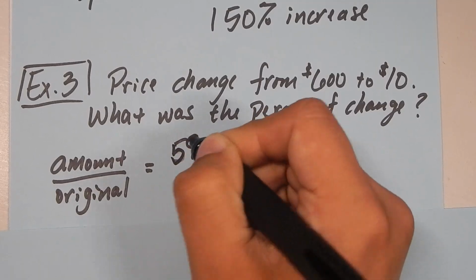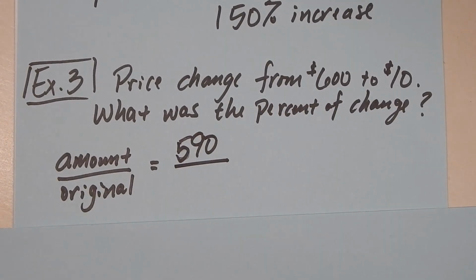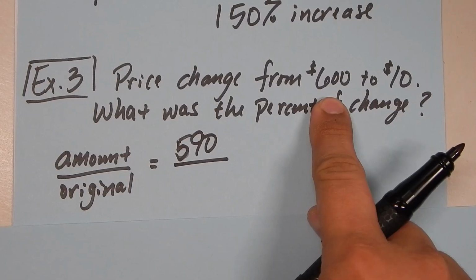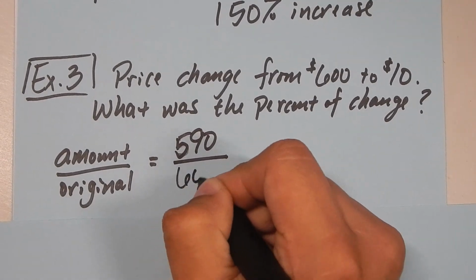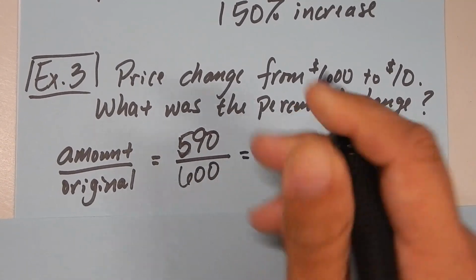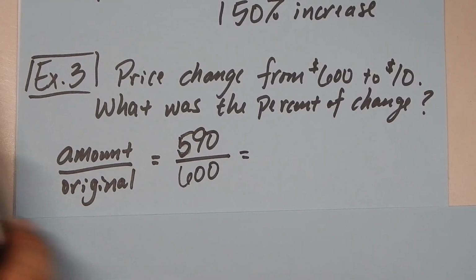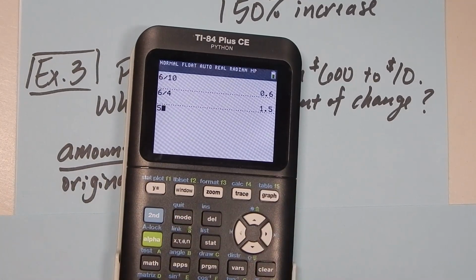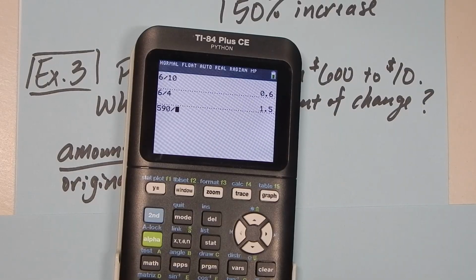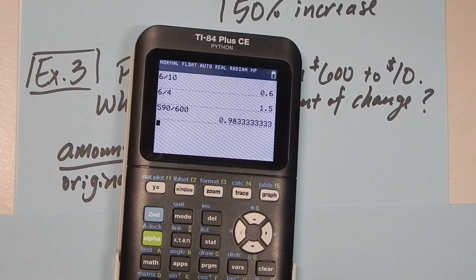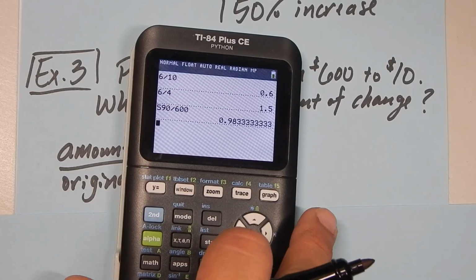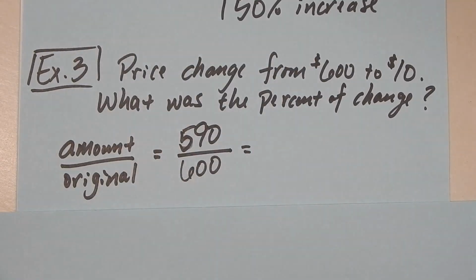Oh, my pen's dying here. Divided by the original amount. We started out at $600, so we're going to say 600. And that's going to equal some decimal number. So we're going to say 590. We're going to divide it by the original amount, and that gives us a decimal. So it's a repeating decimal, but that's okay. So 0.98 and then a bunch of threes.